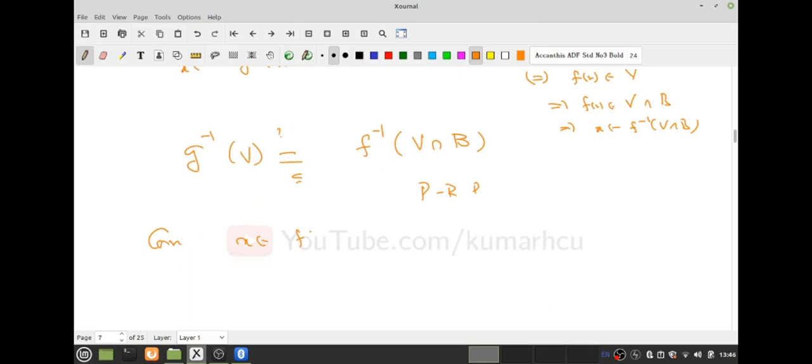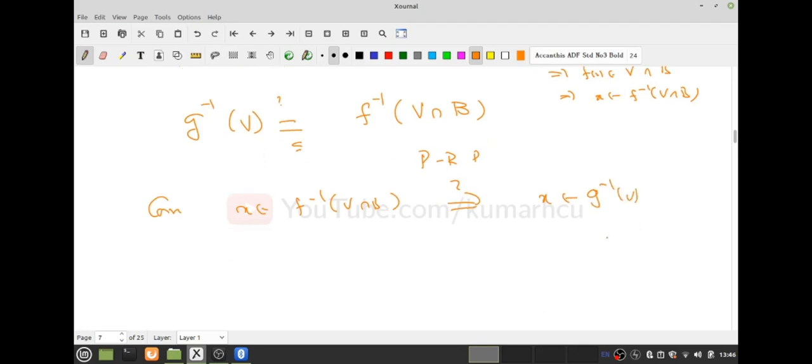Now conversely, let x belong to f inverse of V intersection B. Then I want to know whether x belongs to g inverse of V. Is that clear? Okay. But you can just simply repeat the proof. So x belongs to f inverse of V intersection B. What does it mean? That means fx belongs to V intersection B. But for x, this is the same as gx. Therefore, gx belongs to V intersection B. But remember, this is not a condition. This means gx must be in V as well as in B.